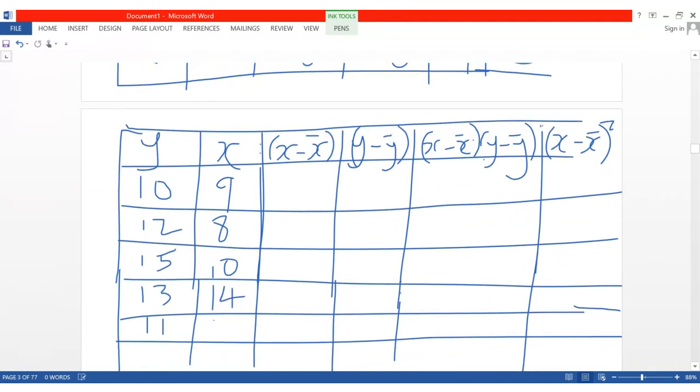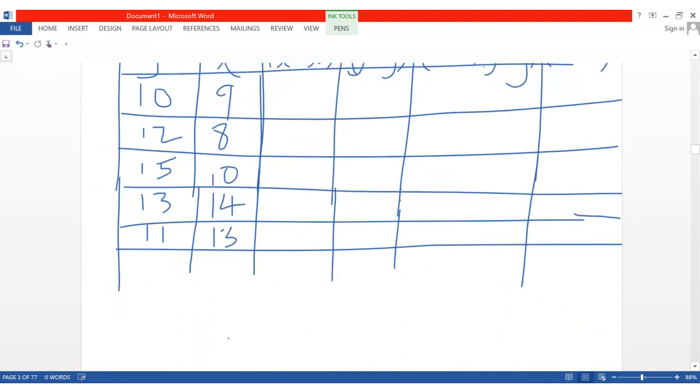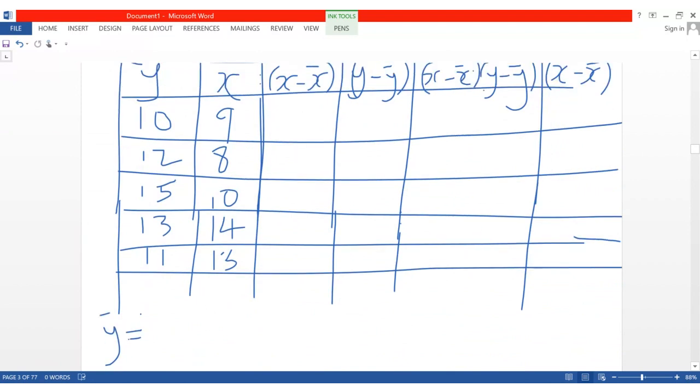So the first thing I'll do, I'll get the mean of Y. First of all, I'll get the mean of Y by adding all these values. The summation here will assist us. Let's get that summation. So we have 10 plus 12, plus 15, plus 13, plus 11. This is 61. For X, when you add all those, that is 17, plus 24, plus 13, I'm getting 54.